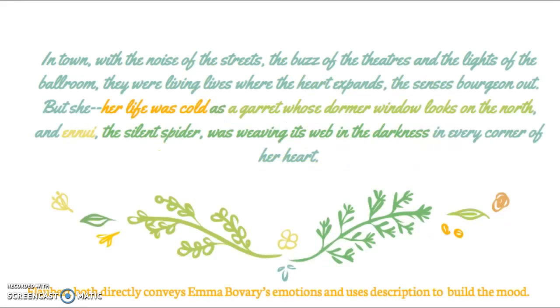And let's just quickly revisit my absolute favorite one. I like this one because Flaubert isn't just telling us how Emma is feeling, but he's also using his beautiful figurative language to really show it through description. In town, with the noise of the streets, the buzz of the theaters, and the lights of the ballroom, they were living lives where the heart expands, the senses burgeon out. But she, her life was cold as a garret whose dormer window looks on the north, and ennui, the silent spider, was weaving its web in the darkness in every corner of her heart.